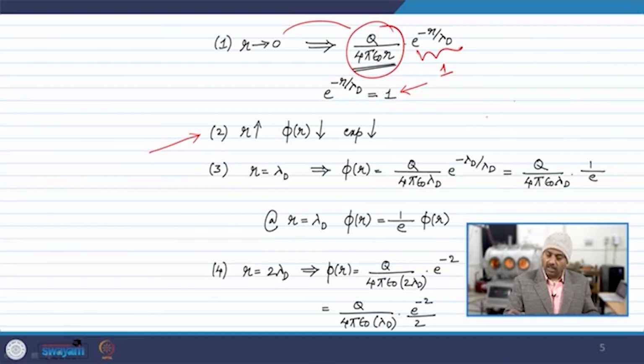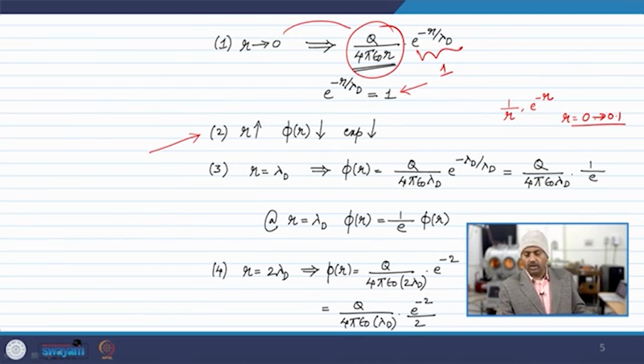You can realize by plotting something like 1 by r and e to the power of minus r. You take r equals 0 to 0.1 and use any mathematical tool available online and plot 1 by r and e to the power of minus r. You will realize, although both of these things combinedly decrease the value of potential, which is making this decrement very fast. But the message is very clear: as you go away from r equals 0, the potential will decrease.